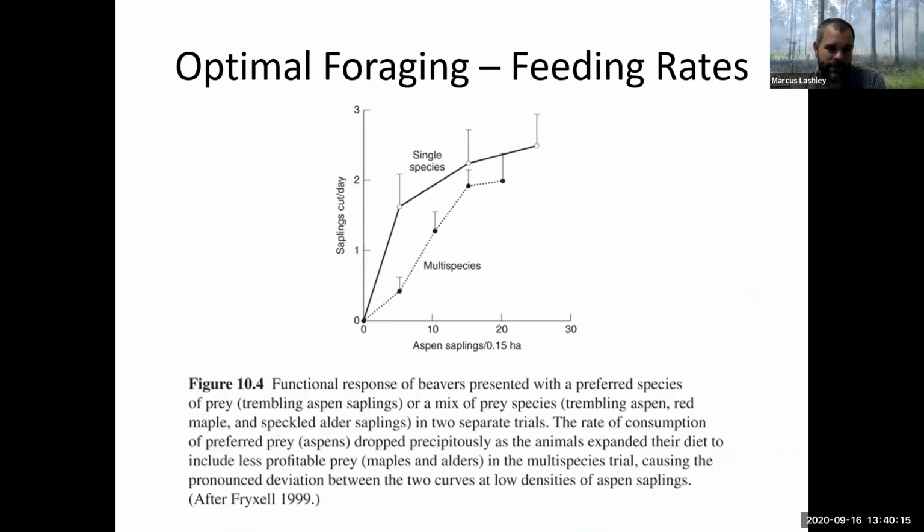So something else that happens, and it's illustrated really beautifully with this example from beavers, is that when you increase the diversity of food items, it increases handling time. And what you're seeing right here is exactly that happening. When beavers had access to the single species, you can see the density of aspen saplings there on the x-axis. The number of saplings that they were able to cut was increasing pretty well with the density until there's too many, you know, they've eaten as much as they can eat. When you have multiple species of saplings, that rate of intake is far less because they're not able to specialize on it as well.